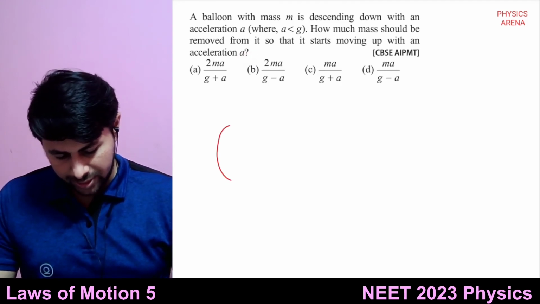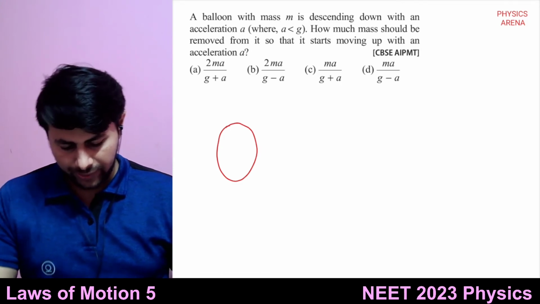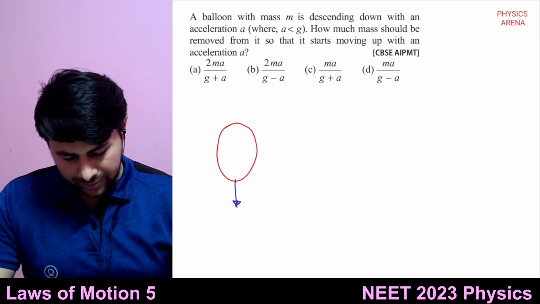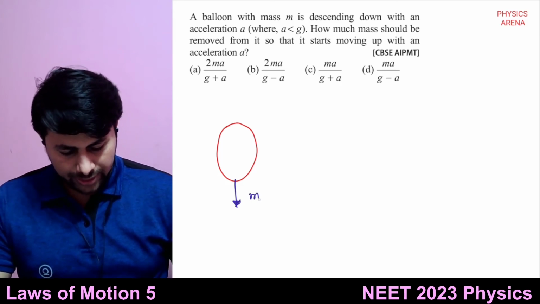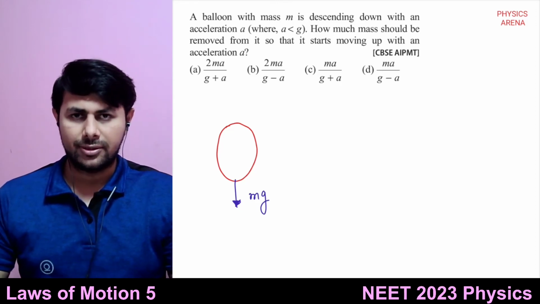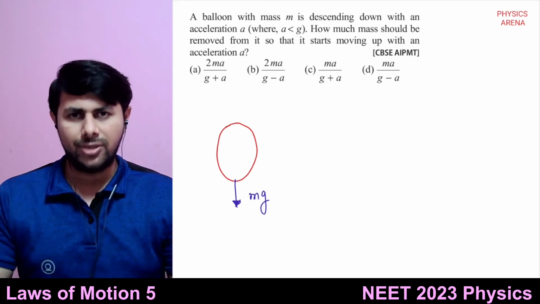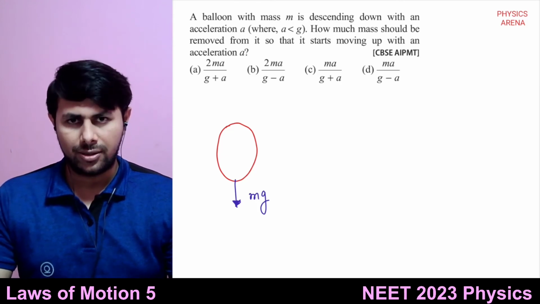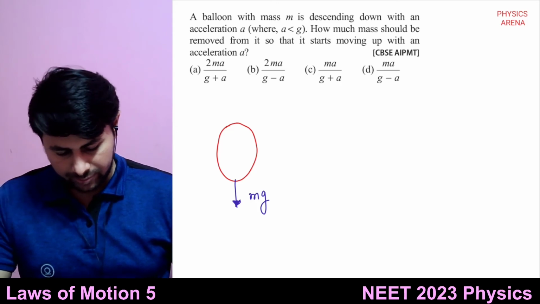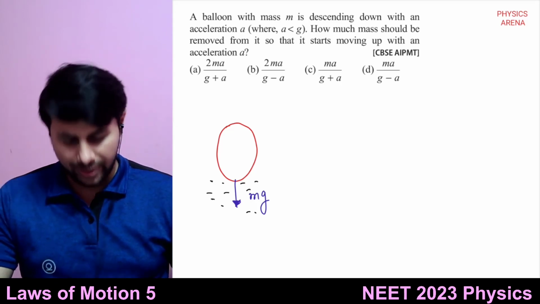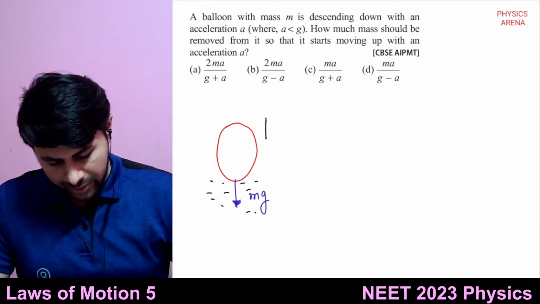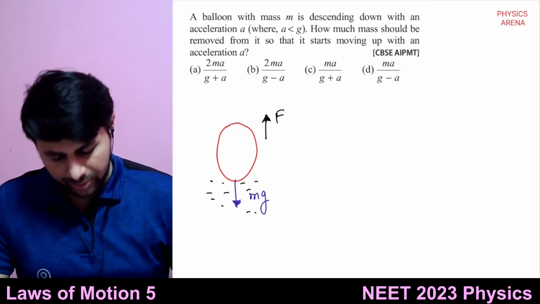So let's suppose this is a balloon. It is accelerating downwards. So its weight will act downwards and there will be a force. What force? There will be an opposing force due to the air. Suppose that force is F, because it moves through the air. Air exerts an upward force, called upthrust. So the upthrust is equal to F.